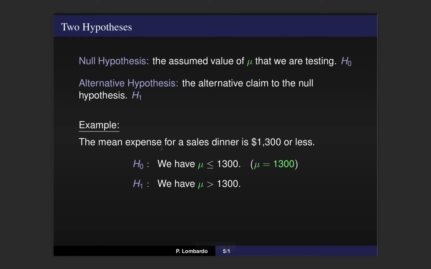And then the alternative hypothesis is just going to be the opposite conclusion, right? Well, if we're not less than or equal to 1,300, we must be greater than 1,300. This is going to be a very special type of test. We're eventually going to call this a right-tailed test for reasons that you'll see once we start drawing pictures. But this is the basic setup.